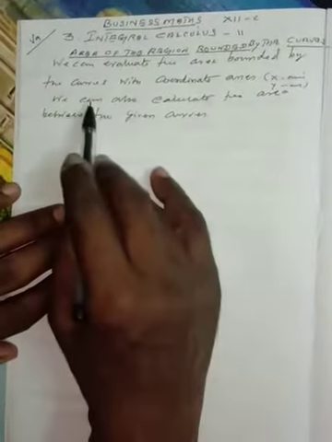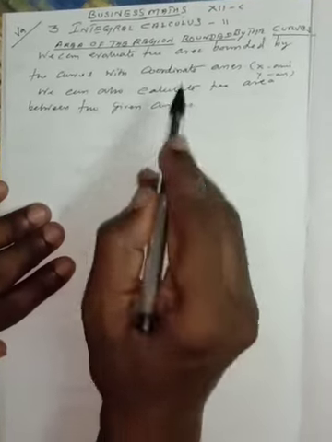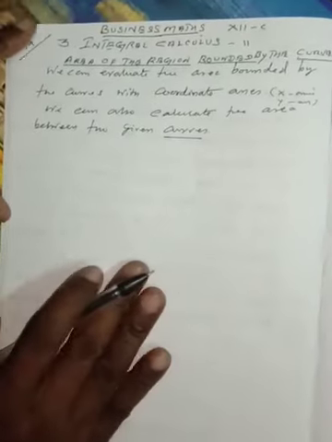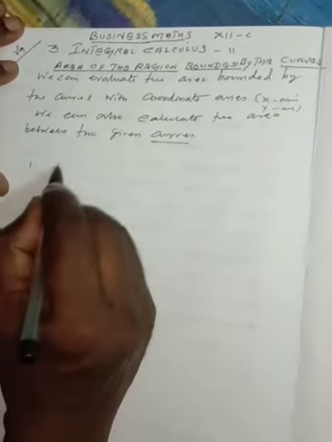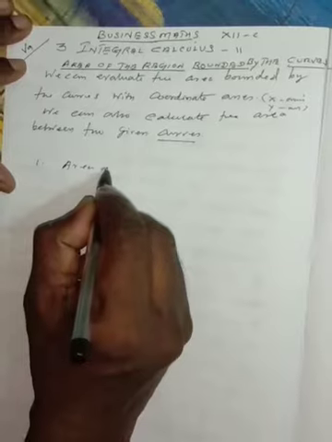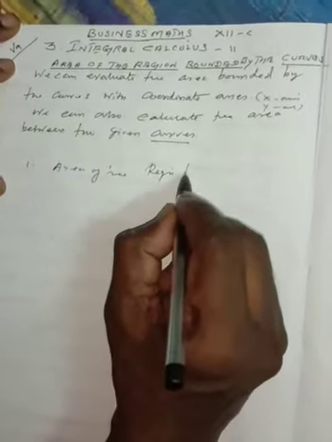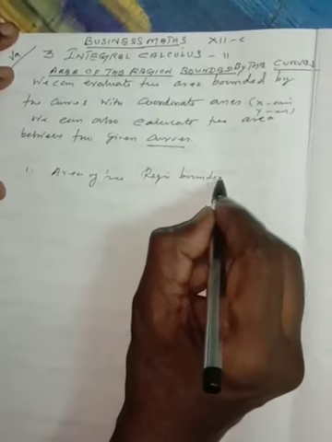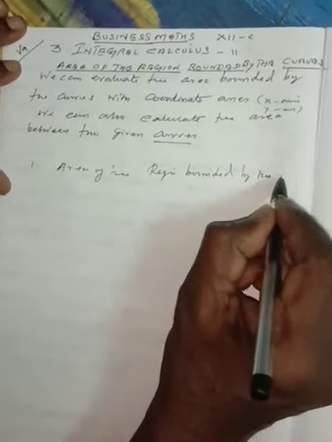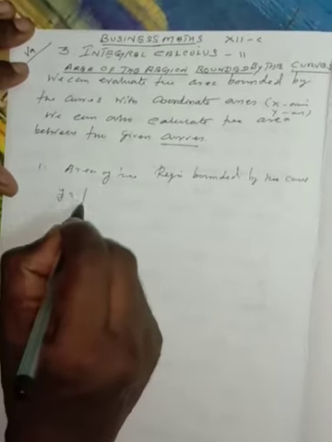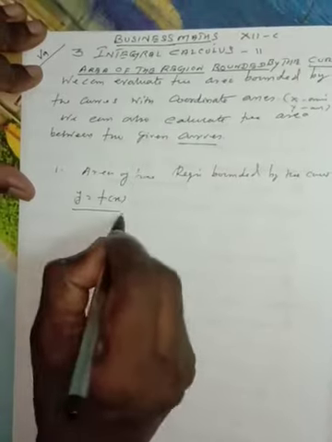We can also calculate the area bounded by the curves. There are two types, with four subdivisions. One is the area of the region bounded by the curve y is equal to f of x.